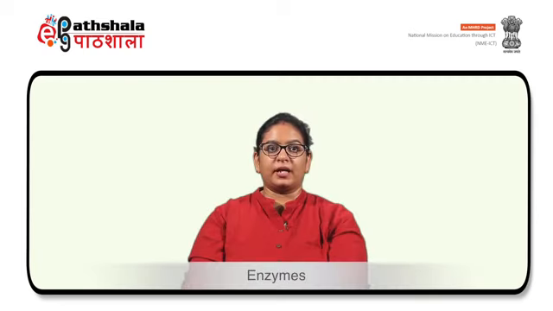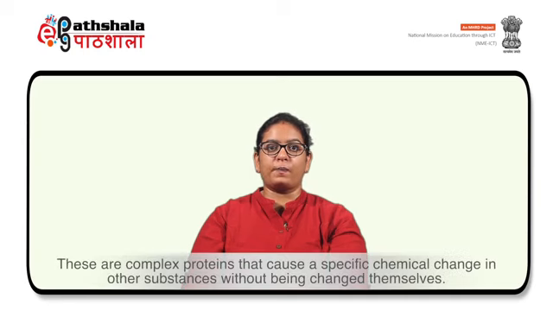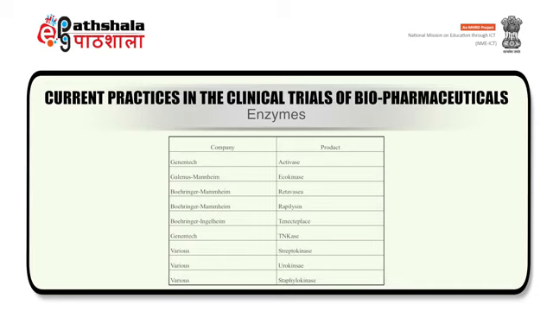The third category is enzymes. These are complex proteins that cause a specific chemical change in other substances without being changed themselves. And this table shows the thrombolytic agents or enzymes approved for general medical use.